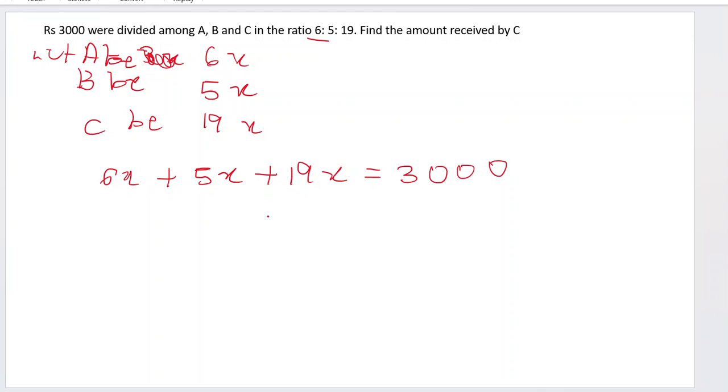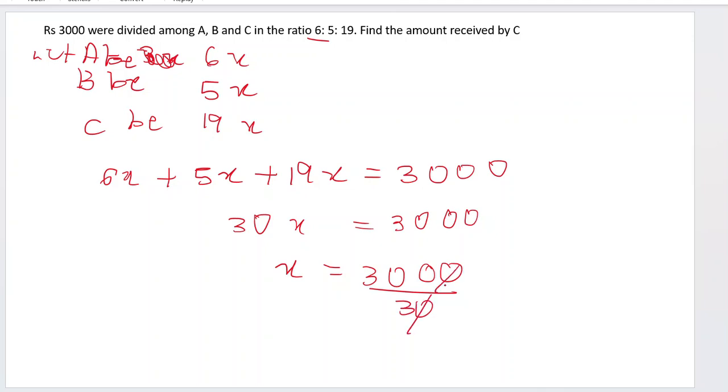So we get 30x is equal to 3000. That means if you add 6x plus 5x plus 19x you get 30x. So you get x is equal to 3000 upon 30. You cancel, you get x is equal to 100.